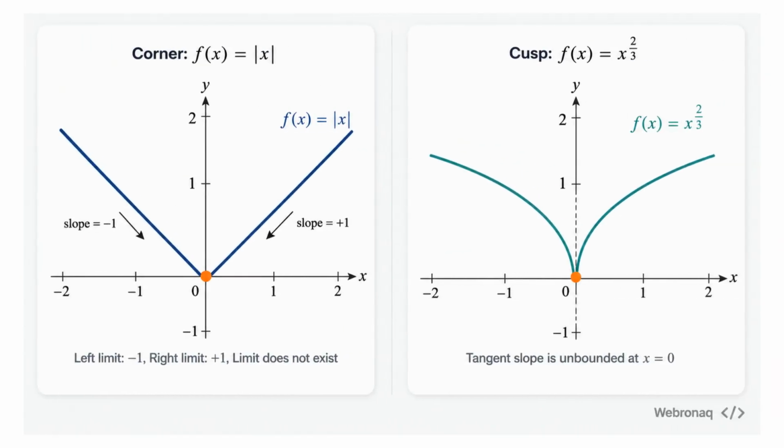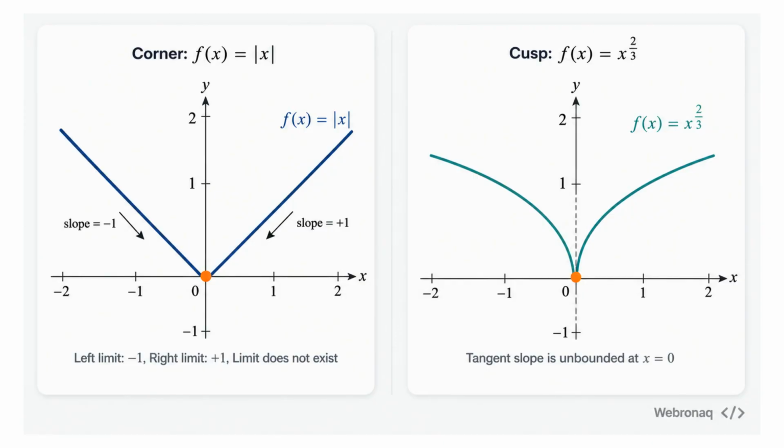Let's look at two concrete cases. First, the absolute value function, f of x equals the absolute value of x. This function is continuous everywhere, including at x equals 0. But at that corner, the slope coming from the left is -1, and the slope coming from the right is +1. Those one-sided limits of the difference quotient disagree, so the overall limit does not exist. No derivative at x equals 0.